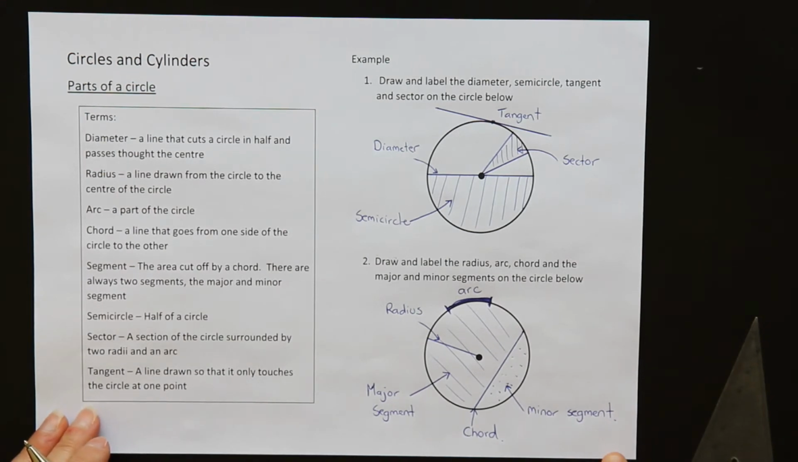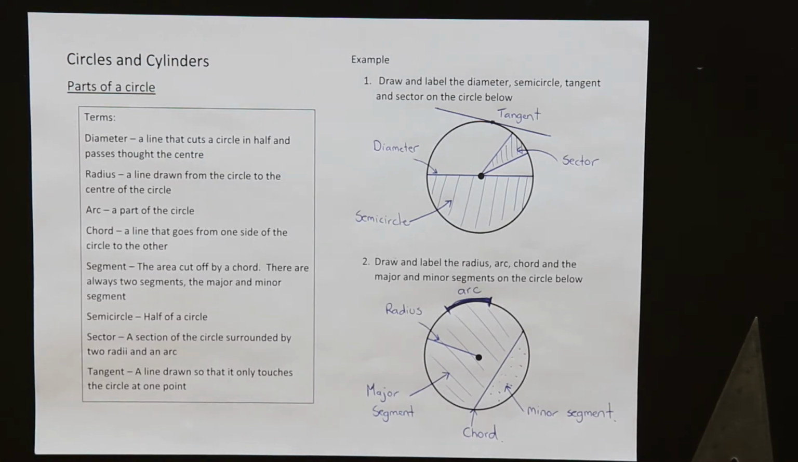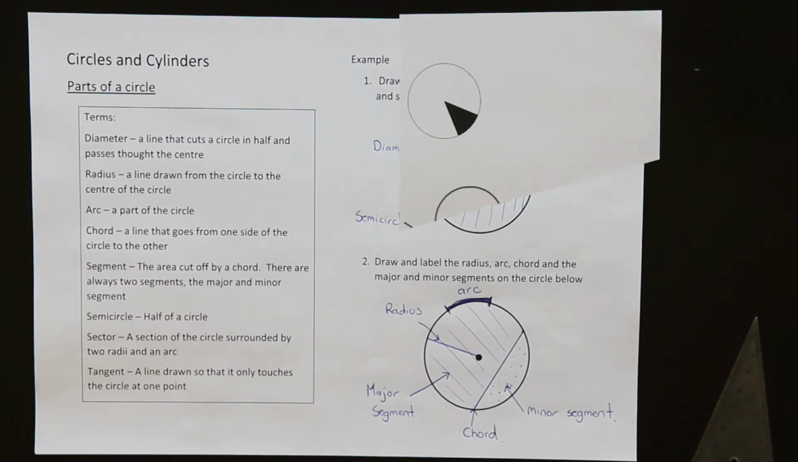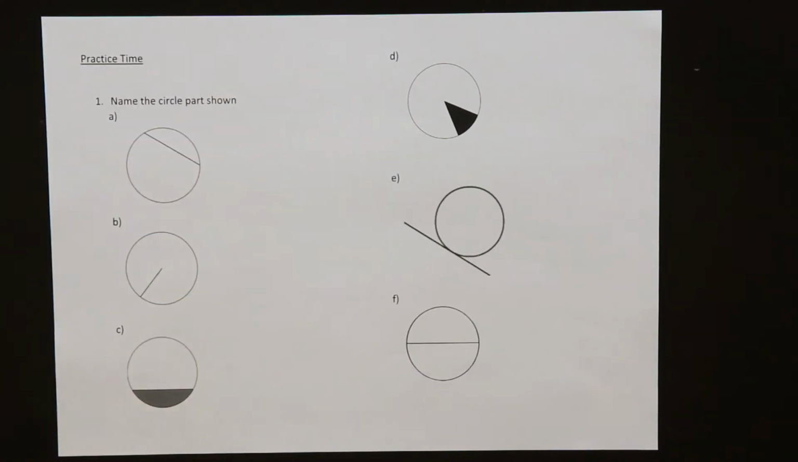Okay, so hopefully it's easier now for you to understand all those parts of the circle. Now it's time for you to have a practice. Okay, so for you to practice, I just want you to have a look at these circles here, and you just need to name the part that is shown in each diagram. Pause the video and give it a go, and we will quickly go through the answers together.